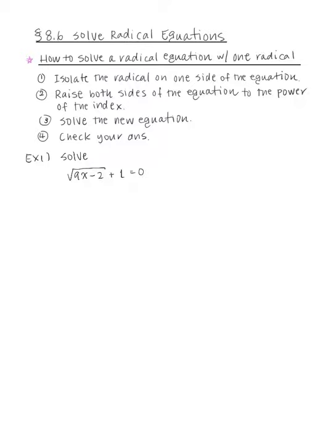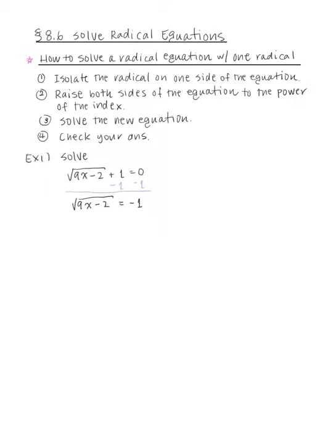Example 1, solve the square root of 9x minus 2, plus 1, equals 0. Alright, we got this. So step 1, we're going to have to isolate the radical on one side, which means that maybe we should bring the 1 to the right-hand side by subtracting 1. So I'm just going to go minus 1, minus 1. Then what do we have? Square root of 9x minus 2 equals negative 1.